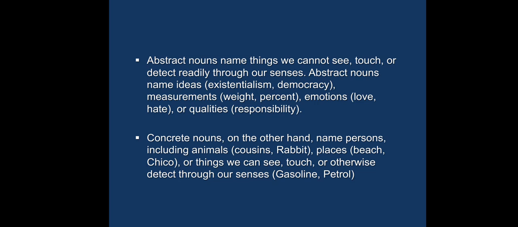Concrete nouns, on the other hand, name persons, including animals, cousins, rabbit, places, or things we can see, touch, or otherwise detect through our senses. Gasoline, petrol. Now some of you must be wondering, measurements like weight or percent, they are countable. No. The weight and percent, I will clarify this trick later on. Please remember this point while we are moving ahead in the lecture.